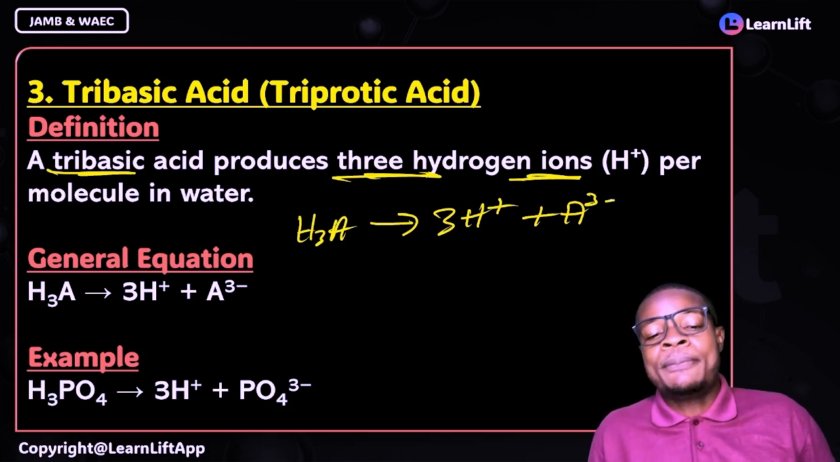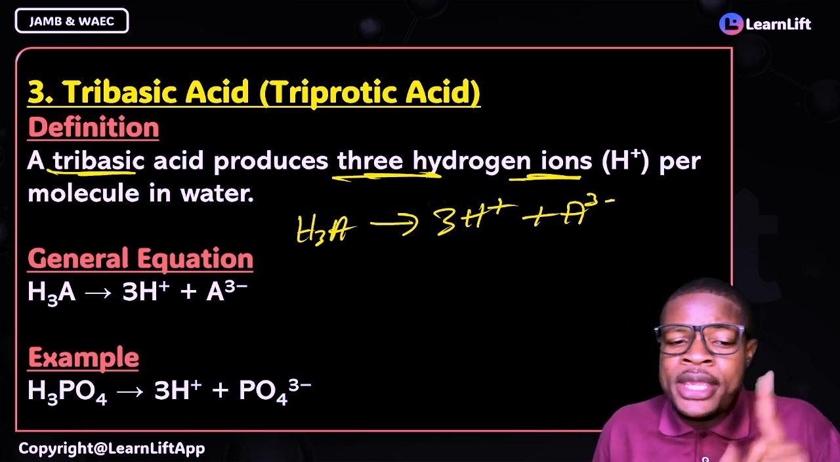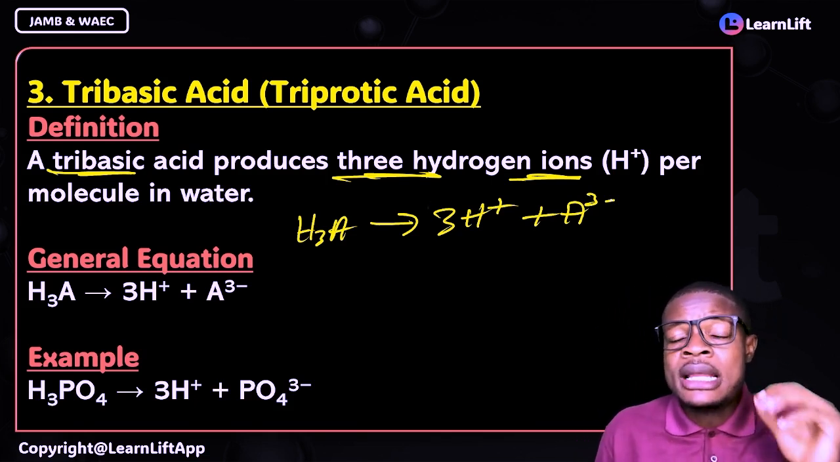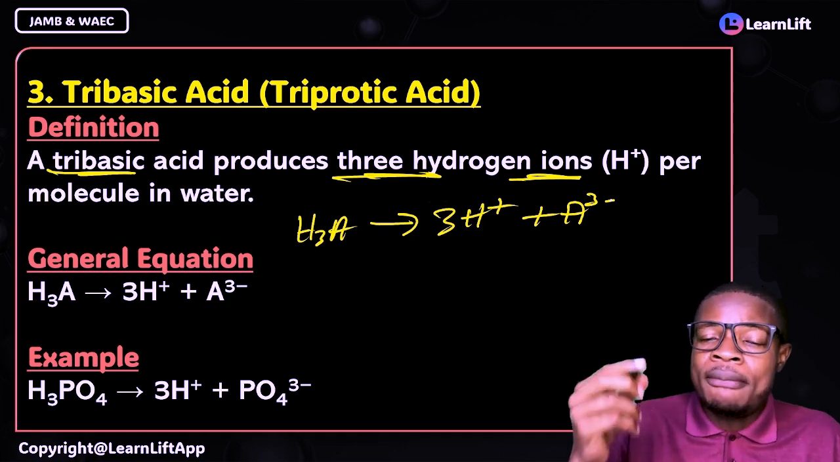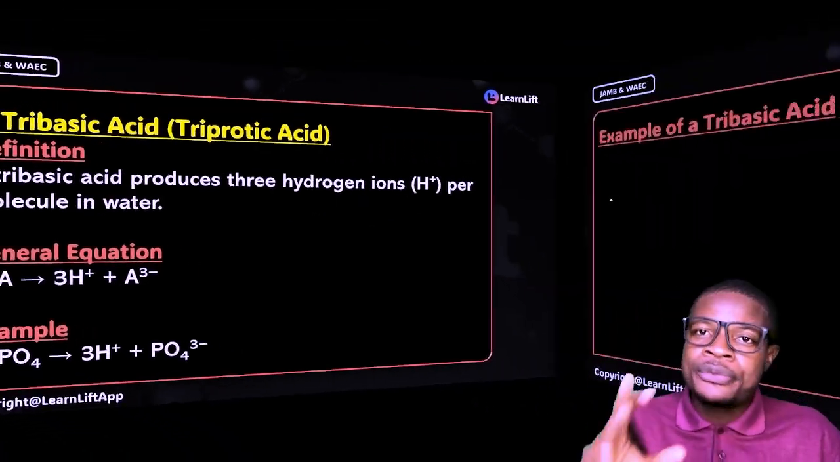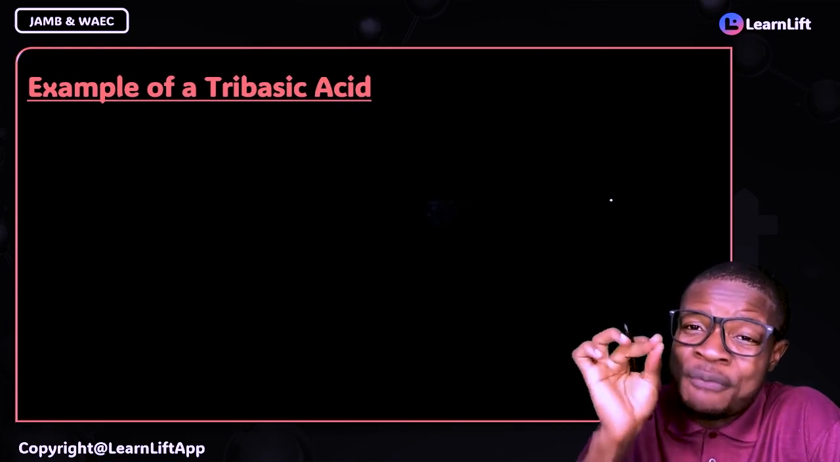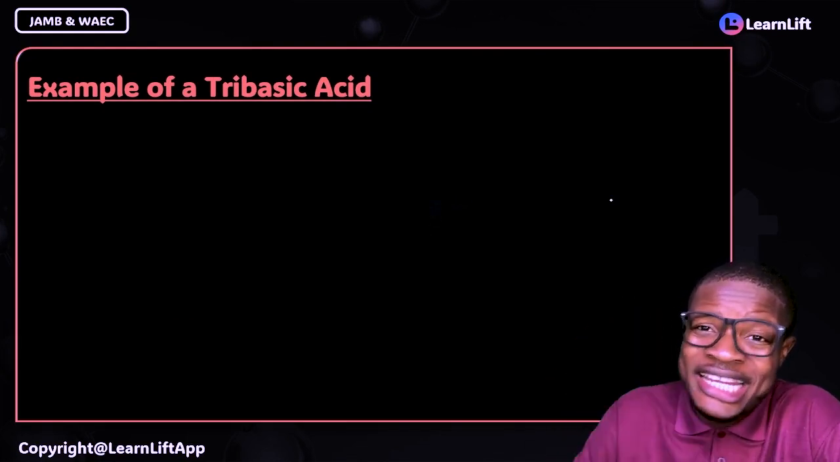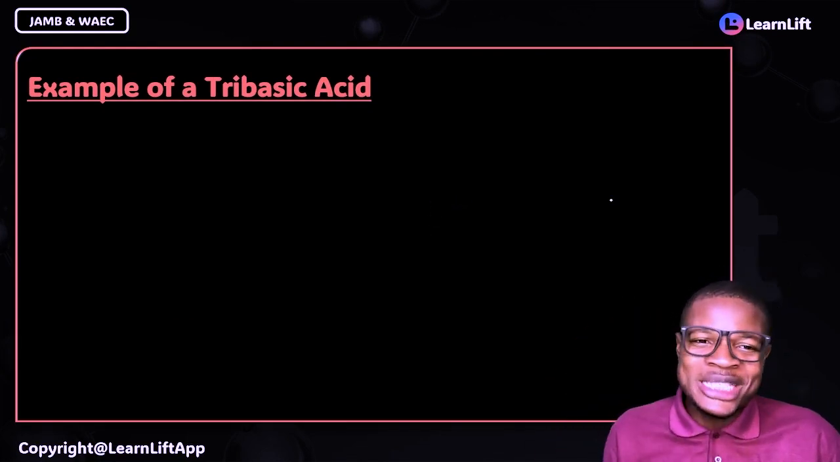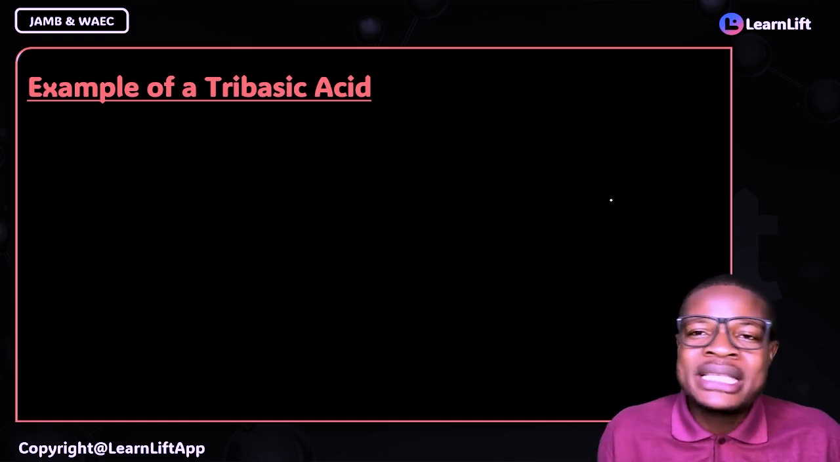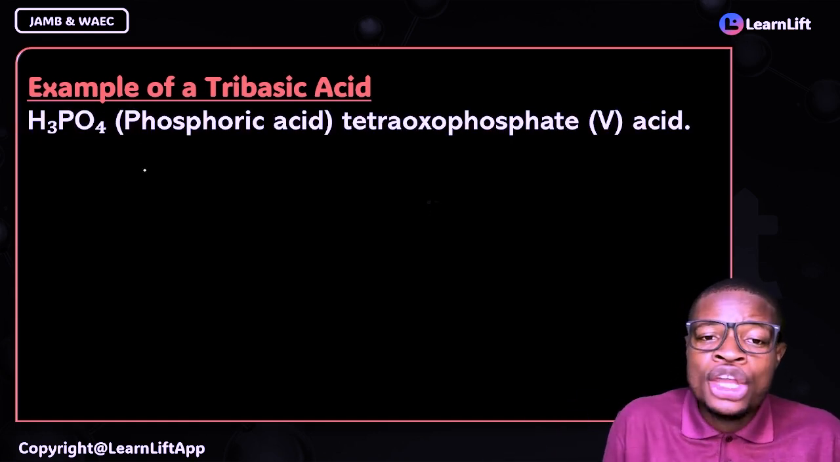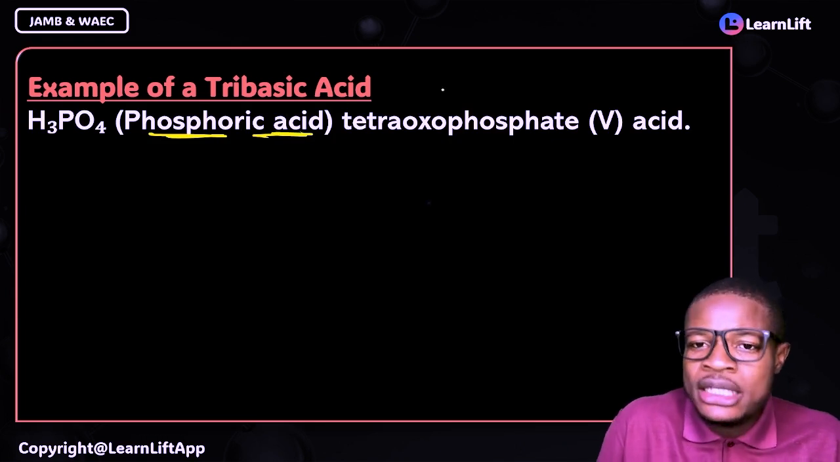And don't forget the example there is your H3PO4, right? If you dissociate, 3 hydrogen plus your phosphate ion, that's what you're going to have there. Pay attention to this now, because a lot of people, when they see questions here, they fail it anyhow. But it's simple. Let me explain. What is the example of your tribasic acid? Example of tribasic acid is your phosphoric acid.